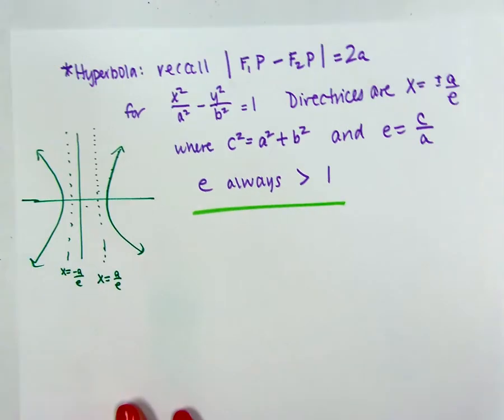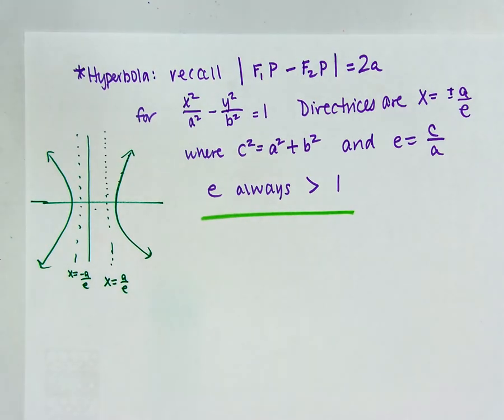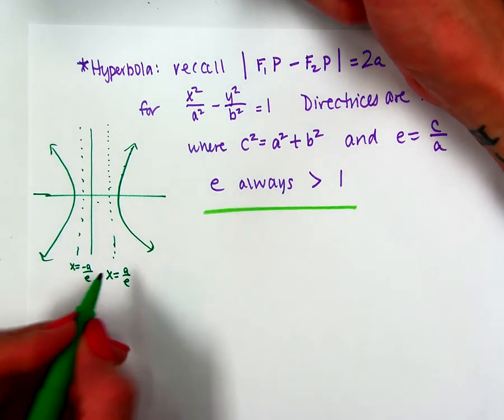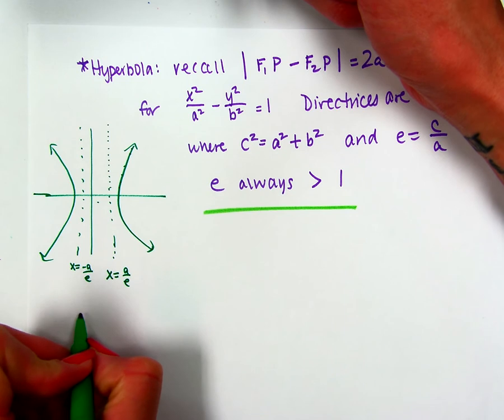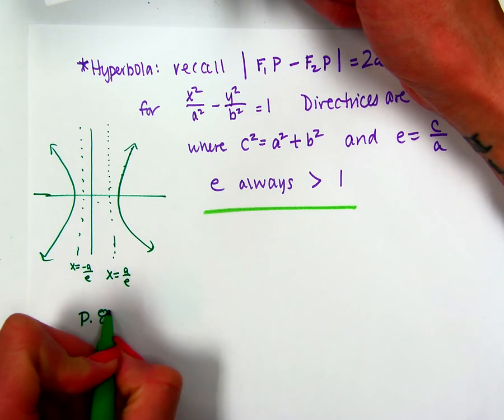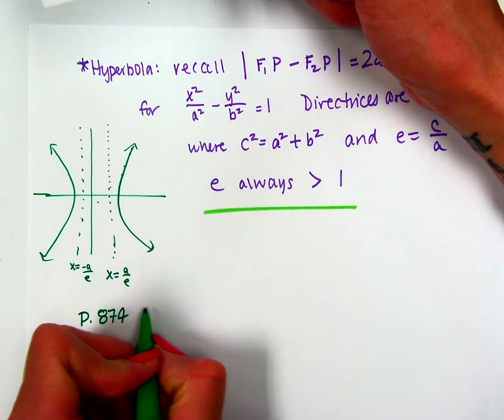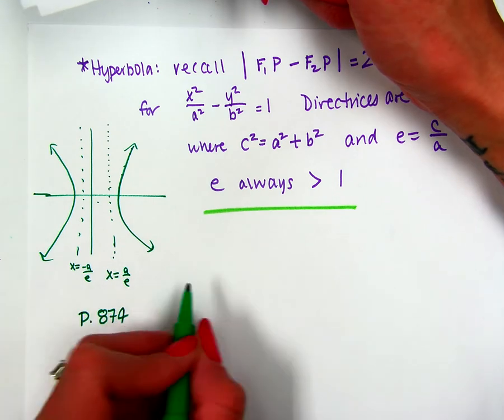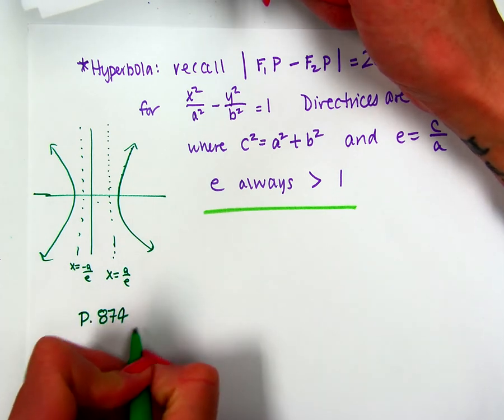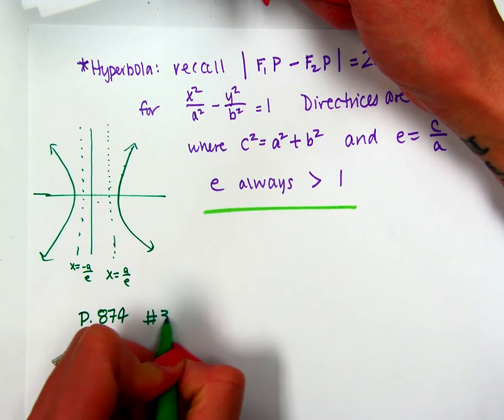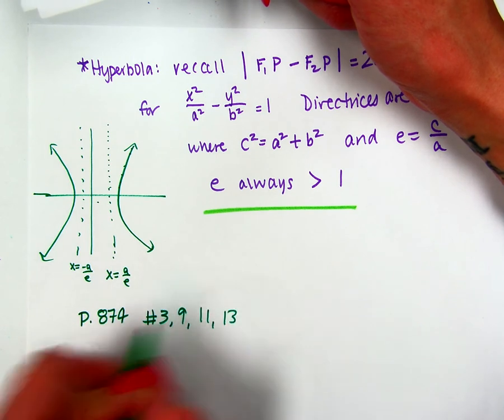All right, so we're just going to do a couple of examples. Most of these problems do not ask you to graph. They just ask you to find either the equation of the directrices or just what is the distance from the first focal point to a point and the second focal point to a point. All right, so we're going to do number 3, 9, 11, and 13.